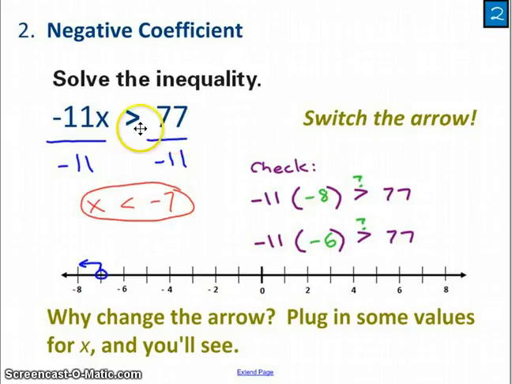Plugging them both into the original inequality. Negative 11 times negative 8 is positive 88, and that is bigger than 77, so negative 8 did work like we thought it would. Negative 6 times negative 11 is positive 66. That's not bigger than 77, so like we expected, negative 6 didn't work. So this answer makes sense.